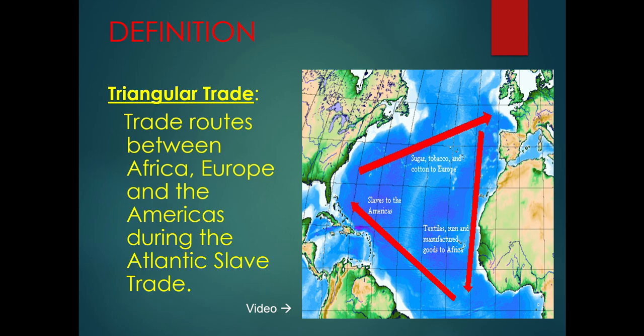All right, so let's talk about what the triangular trade route was. So it was named this. It was the trade routes between Africa, Europe, and the Americas during the slave trade. So it created this triangle shape as goods were being shipped to these different countries. So it kind of went in a triangle pattern.